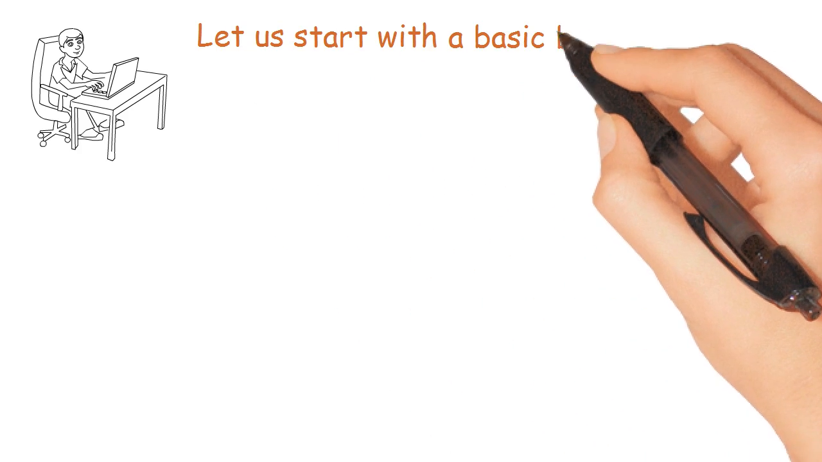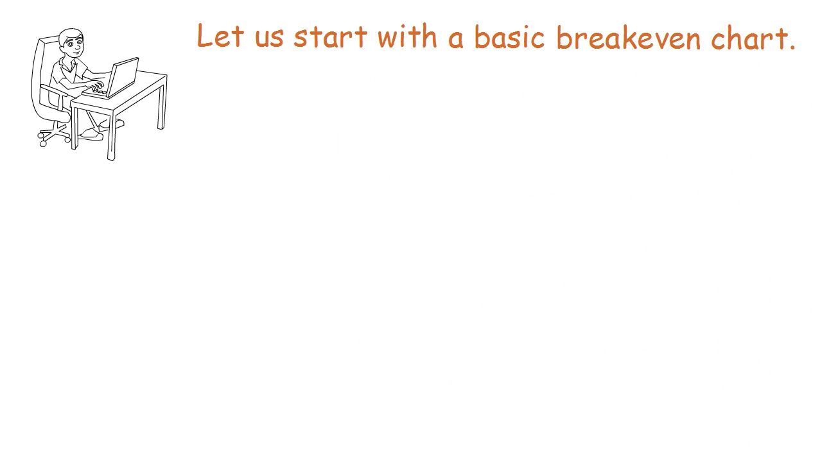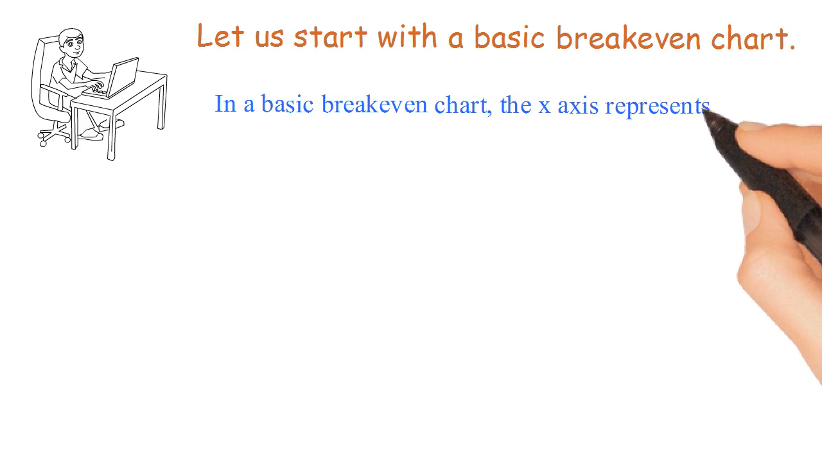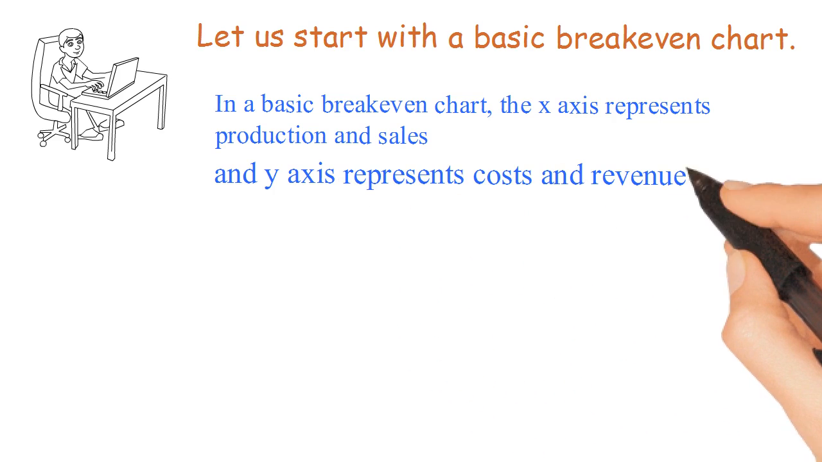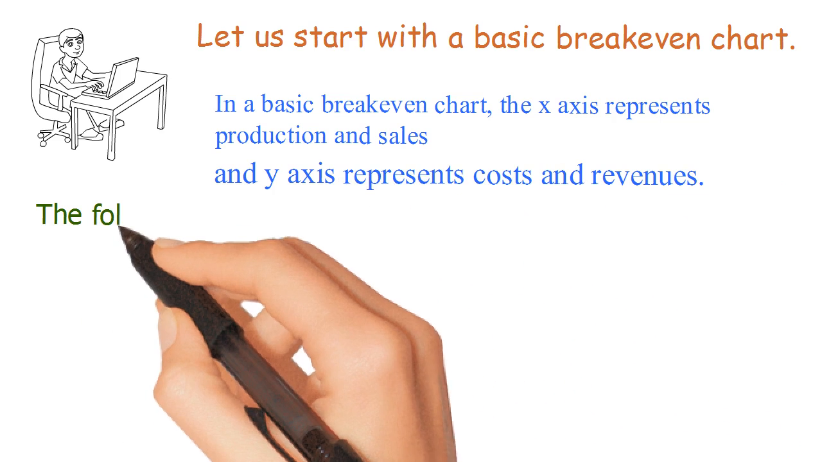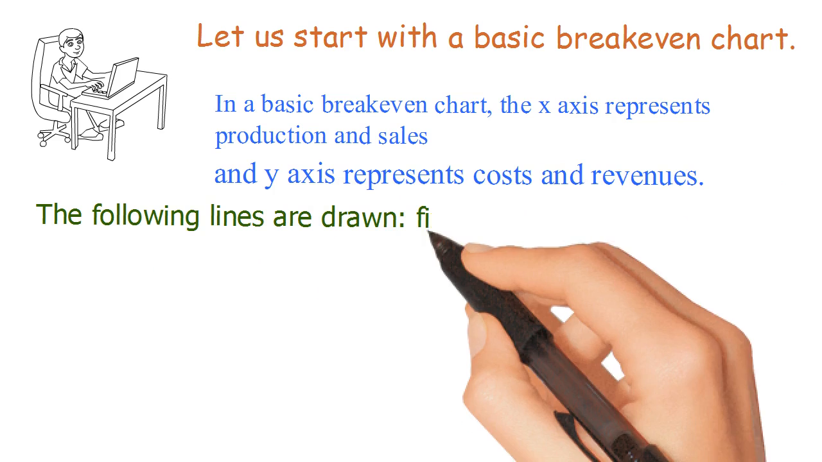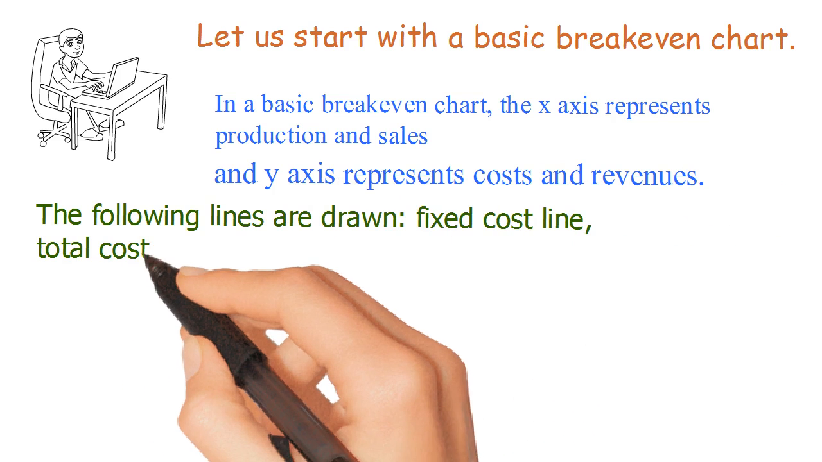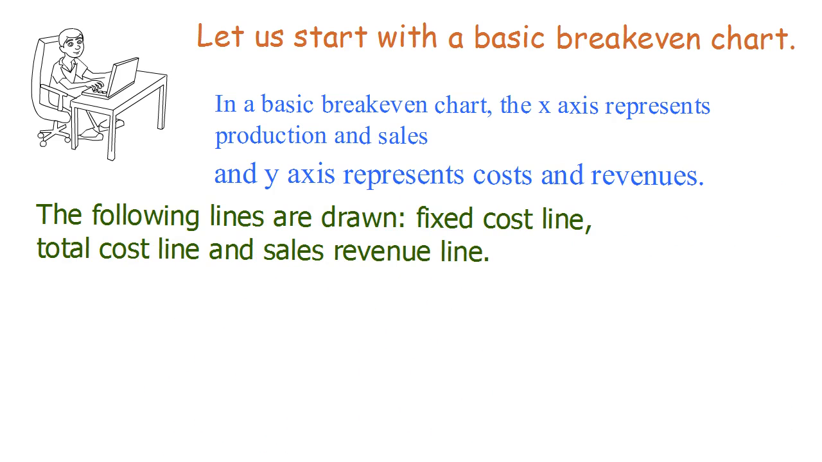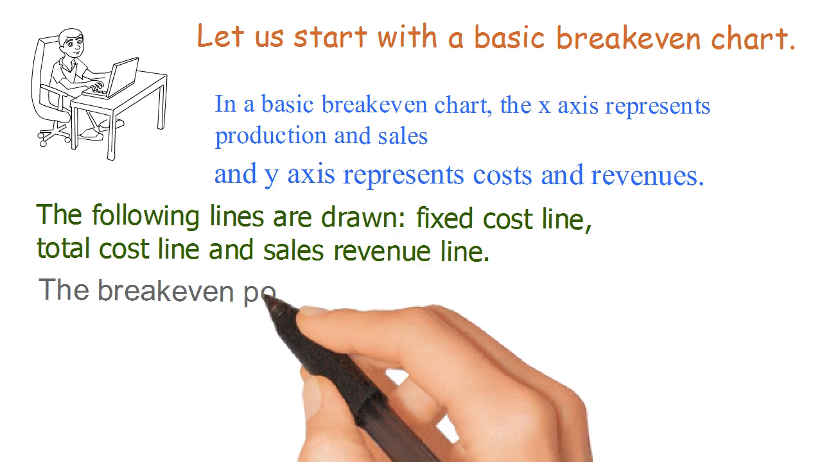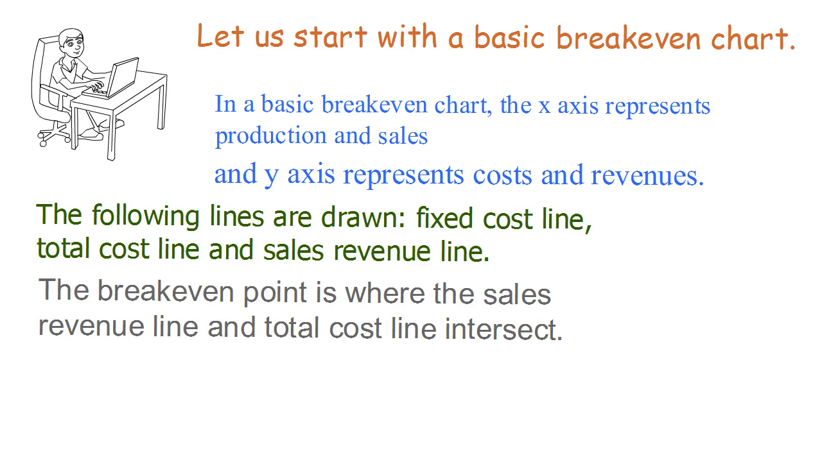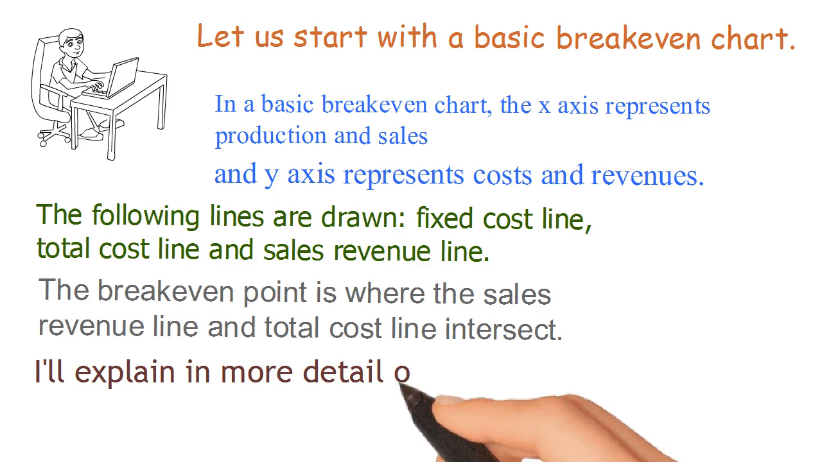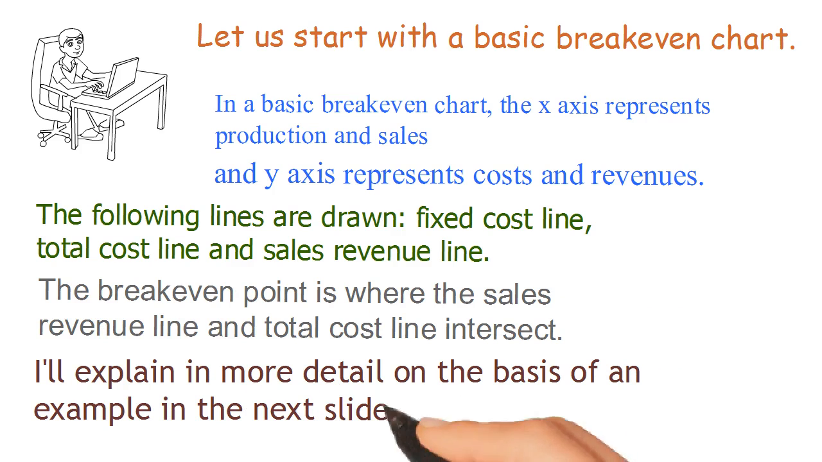Let us start with a basic breakeven chart. In a basic breakeven chart, the x-axis represents production and sales, and the y-axis represents costs and revenues. The following lines are drawn: fixed cost line, total cost line, and sales revenue line. The break-even point is where the sales revenue line and total cost line intersect. I'll explain in more detail on the basis of an example in the next slide.